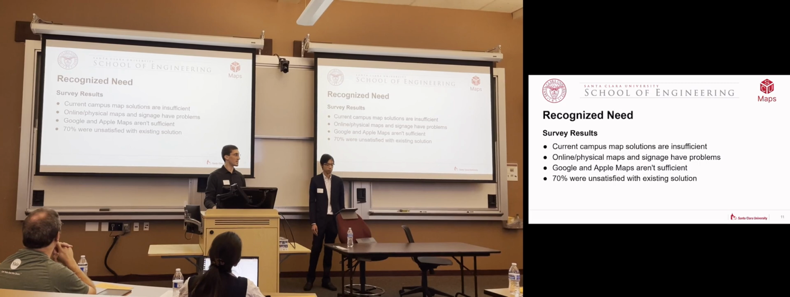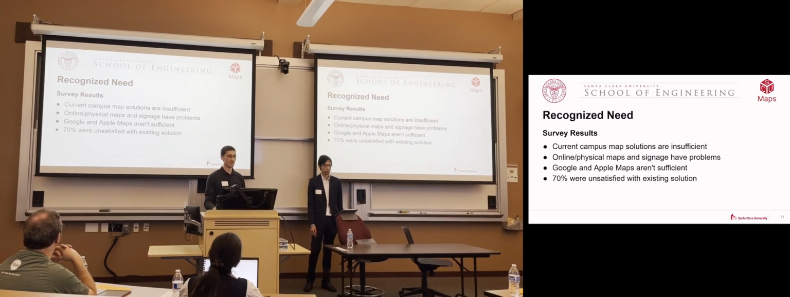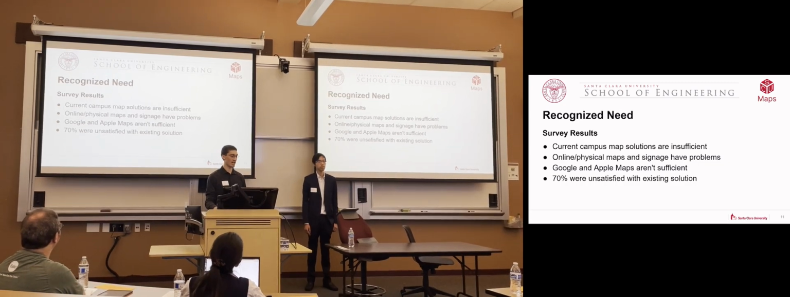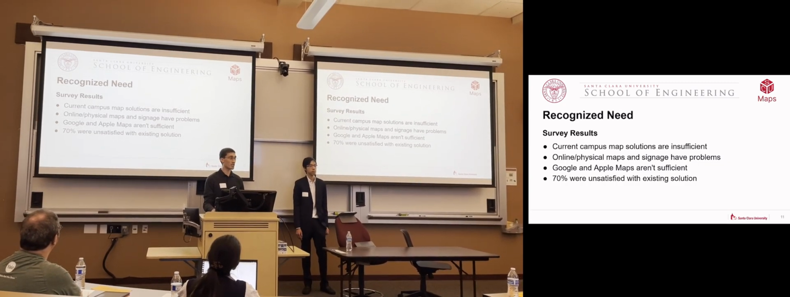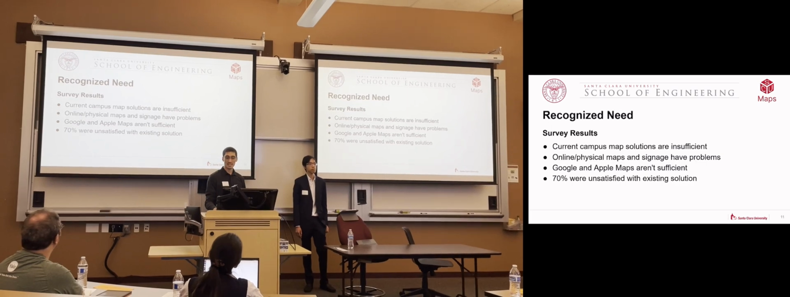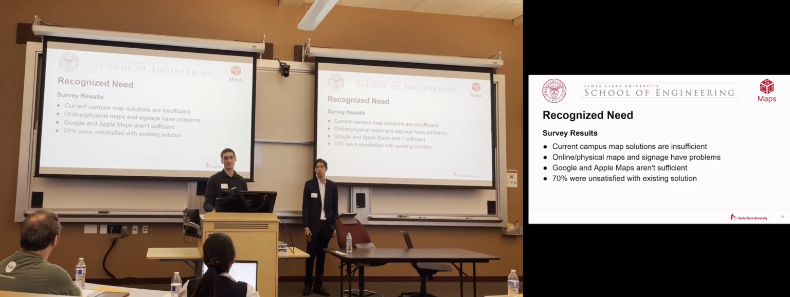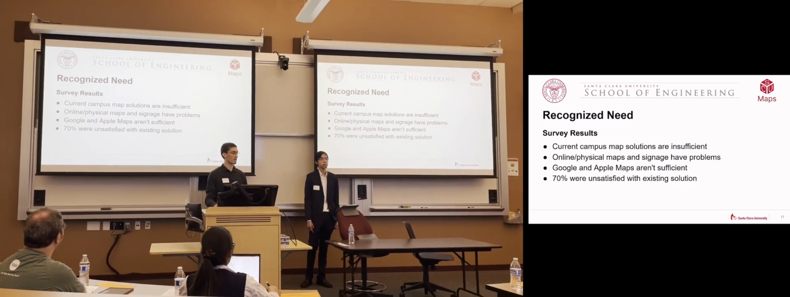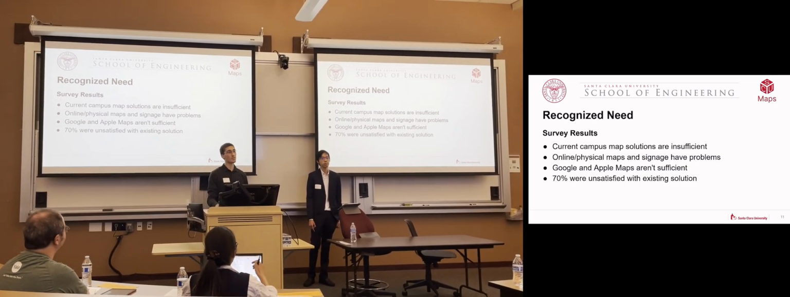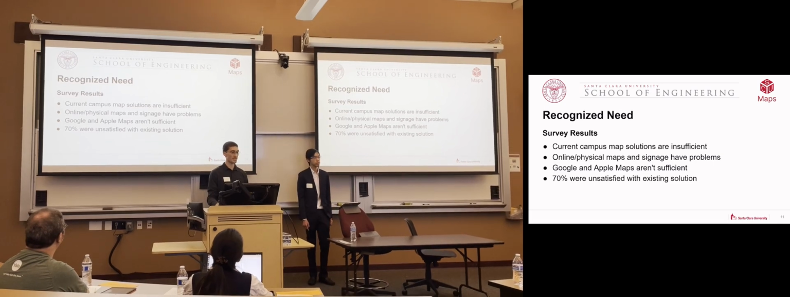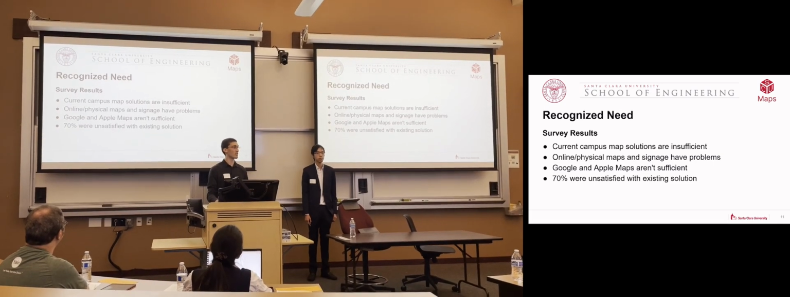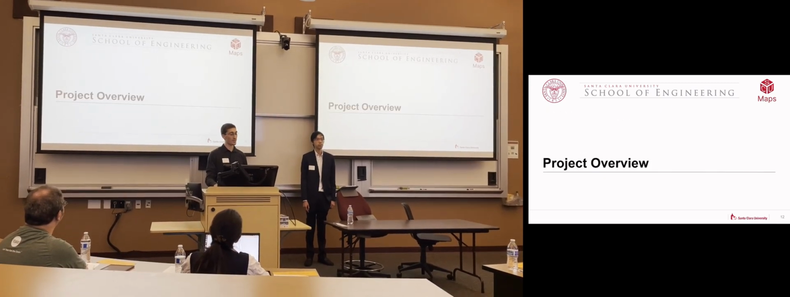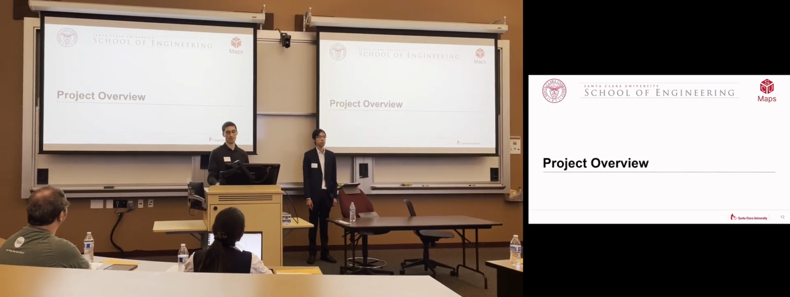So there was some need here, but to get a sense of how large this need was, we decided to send out a survey to the campus community asking about their experience with navigating the campus. And the survey results were pretty conclusive. Respondents said that the current campus map solutions were insufficient and that online and physical maps and signage both had problems on campus. Additionally, using Google and Apple Maps just wouldn't work well on campus, and overall, 70% of our respondents were unsatisfied with the existing solution. So with this, we had our motivation, and this was the birth of our project.